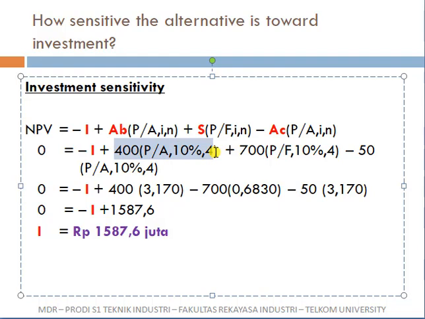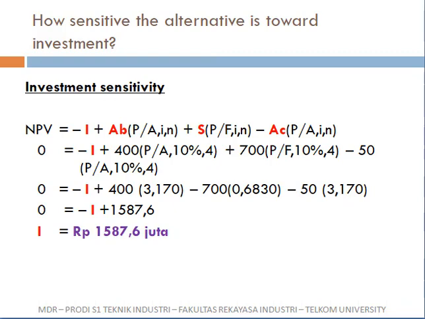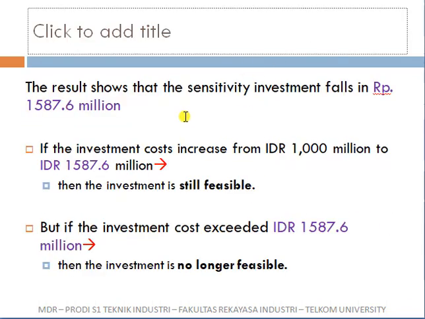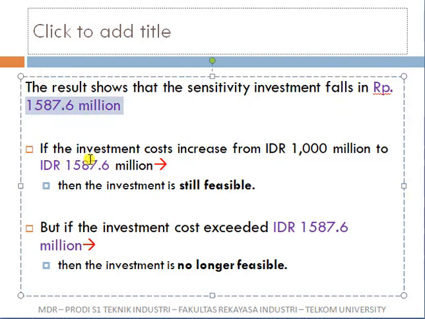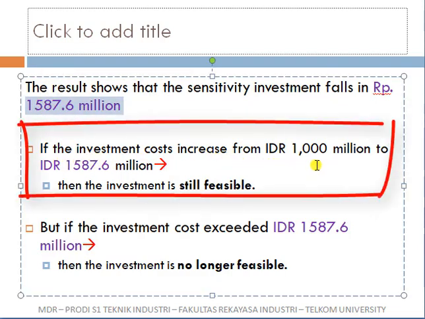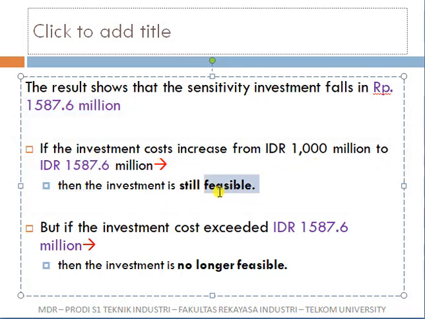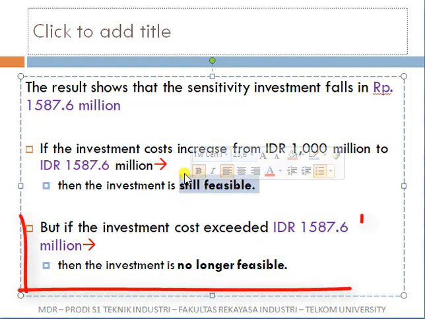Okay, using the common factor, just times it, and then we get the initial investment sensitivity level that falls in 1,587.6 million. The result shows that the sensitivity investment falls in these numbers. So if the investment cost increases from 1 million to this value, it means the investment is still feasible, still profitable. You may continue to use this alternative.